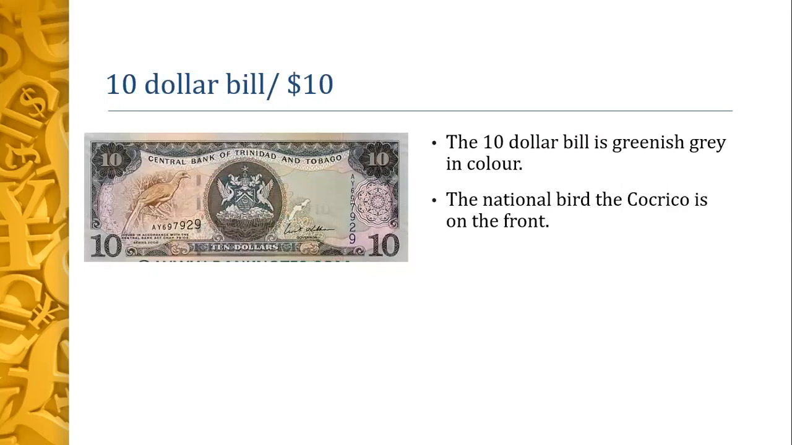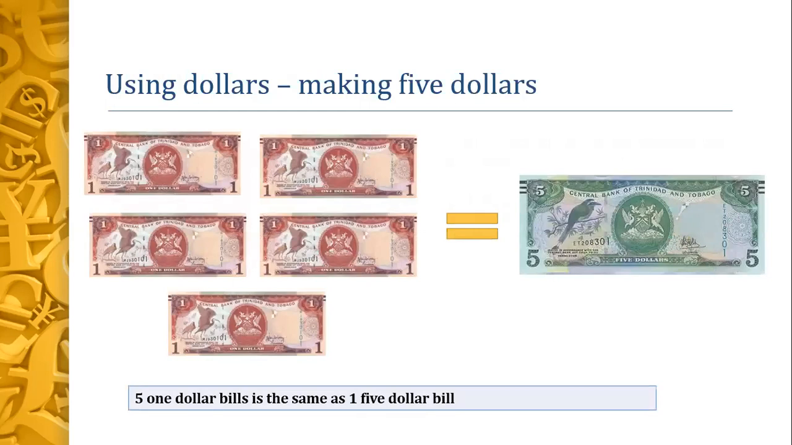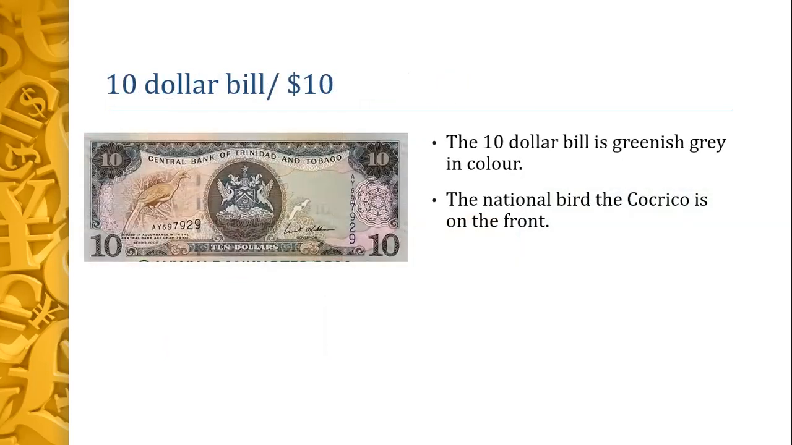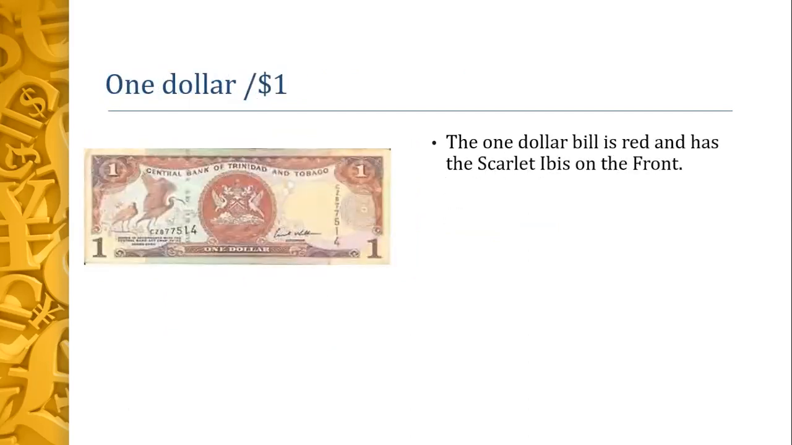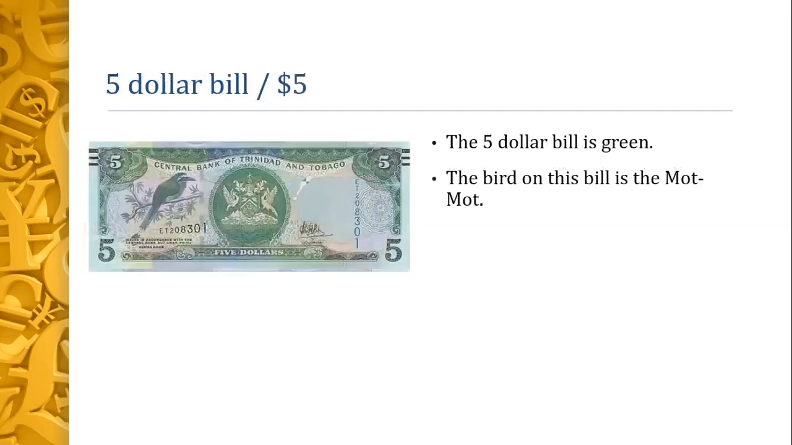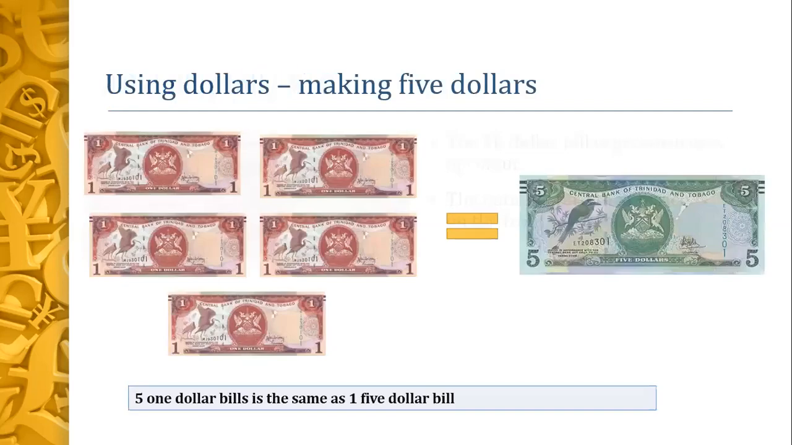The $10 bill is greenish-gray in color and has the national bird, the coquerico, on the front. So let's go through that again. The $10 bill is what color? Did you see it, greenish gray? Right, and it has the coquerico. The $5 bill is green and it has the mot-mot. Very good. And the $1 bill is red and has the scarlet ibis. Very good.